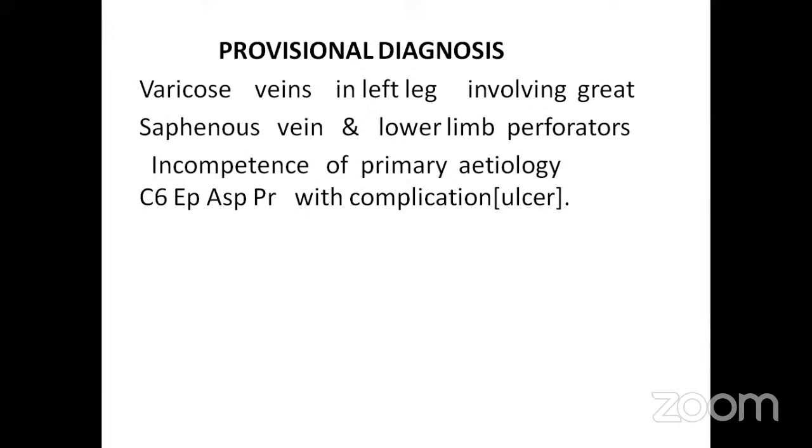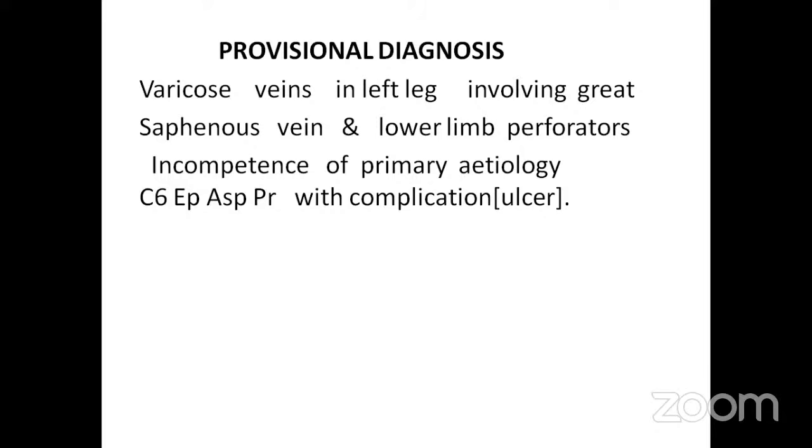So, my provisional diagnosis is varicose vein in the left leg involving the great saphenous vein and lower limb perforators incompetence, of primary etiology. C6 EP, etiology primary, anatomy superficial and perforators, and pathology reflux with complication.